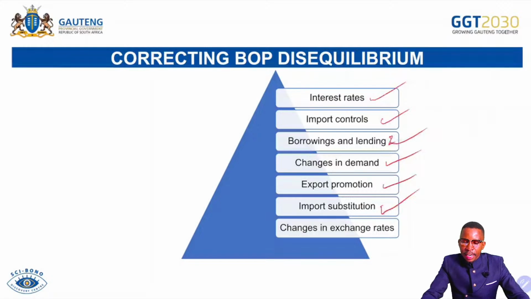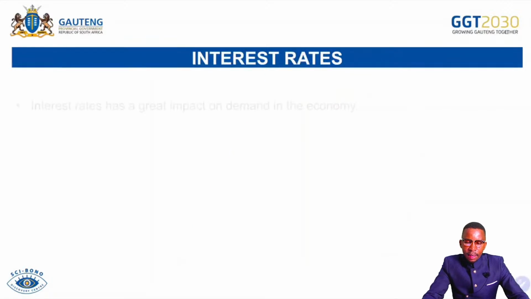Import substitution. This refers to putting restrictions on imports that can restrict the importation of goods and services so that we can reduce the level of imports. Changes in the exchange rate. We know that the exchange rate can be free floating, fixed, or it can also be a controlled or managed floating exchange rate. And then let's check the interest rate.